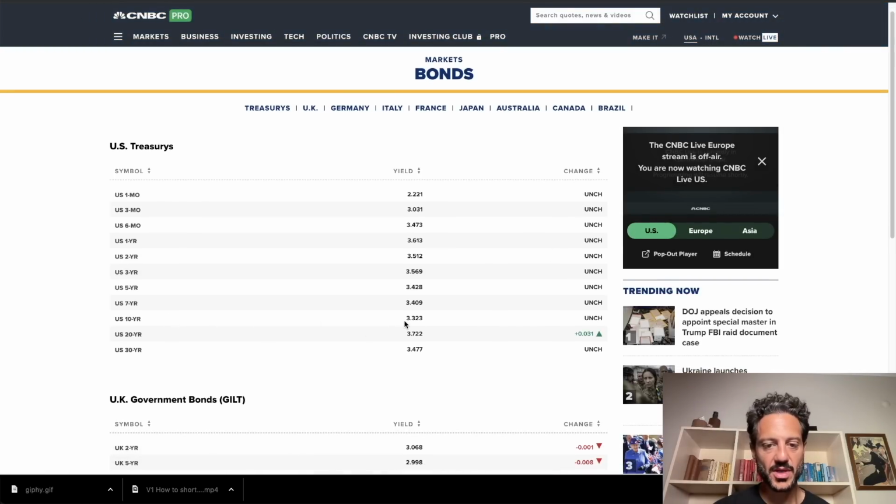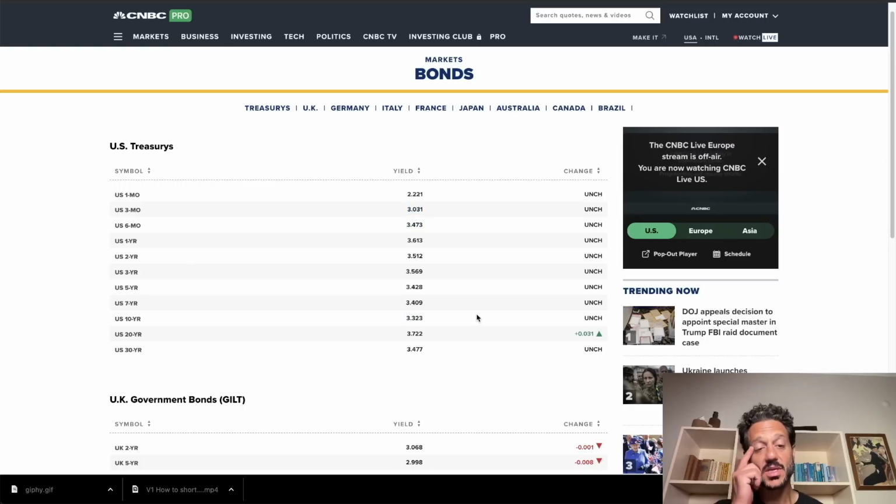We're at 3.323. And there are inversions between the 10-year and the 7-year, between the 10-year and the 5-year, the 10-year and the 3-year, the 10-year and the 2-year, which is the big one. Even an inversion between the 10-year and the 1-year. And you can see now that we're getting close to an inversion between the 10-year and the 3-month, which has always signaled a recession up ahead. There's even an inversion between the 10-year and the 6-month, meaning the 6-month is paying more than the 10-year.